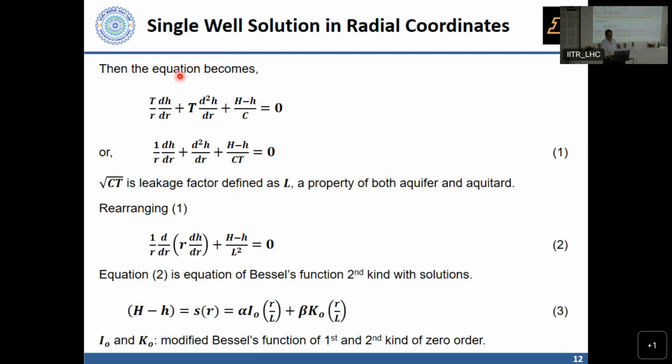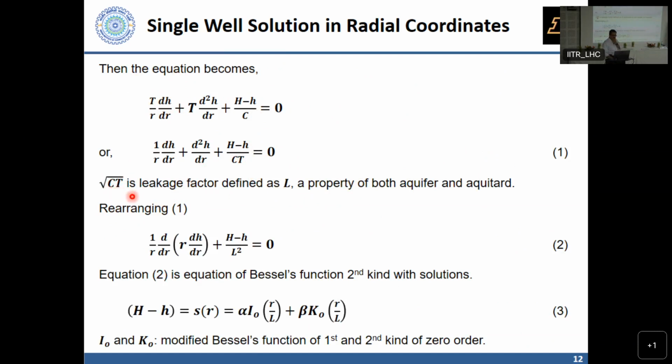And for the assumptions we have made, with constant transmissivity and so on, we'll get an equation like this, where C was the leakage factor. Sorry, the square root of C times T, L, is called the leakage factor. So now that's a property of both the aquifer and the aquitard. Transmissivity is a property of the aquifer, and C is coming from properties of the aquitard.